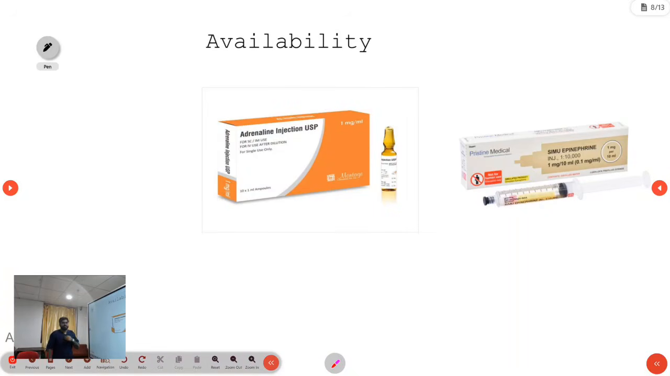Next is coming to the availability of adrenaline. The common availability of adrenaline will be in the ampule, having 1 ml of 1 in 1000 dilution, which we already discussed. The next one is 1 in 10,000 dilution, which is also called a pre-filled syringe. So, the adrenaline itself is diluted and then filled in the syringe. And there is also a pre-filled syringe of 1 in 1000 dilution. In case of severe anaphylaxis, we can use it for IM injections.